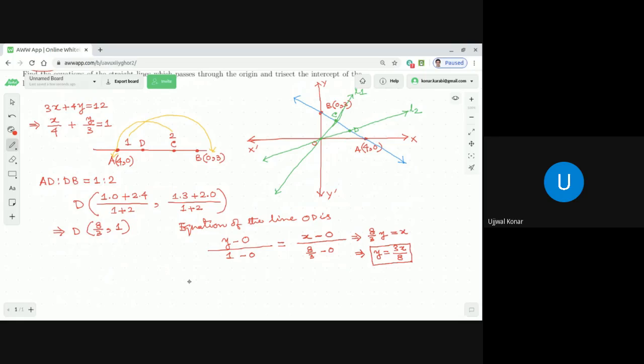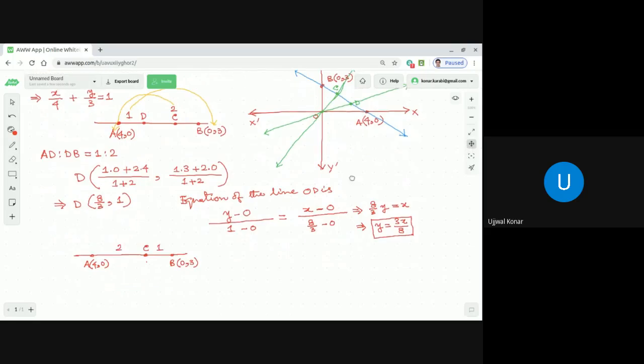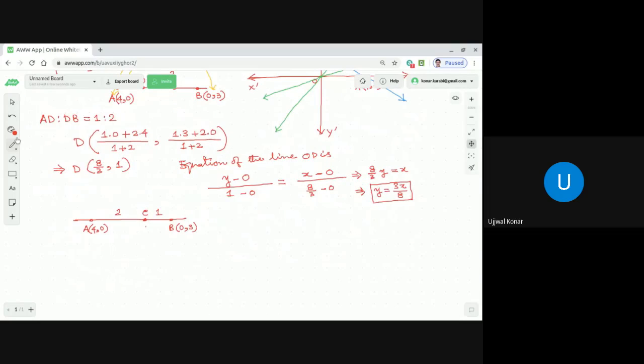So if we represent that same straight line segment, this is the point A having coordinate 4, 0, and this is the point B having coordinate 0, 3. And where is the point C? The point C is somewhere here, correct? And the division is in the ratio of 2:1, correct or not? The point C is internally dividing the line segment AB in the ratio 2:1. So what is our target? Our target is to find the coordinate of the point C.